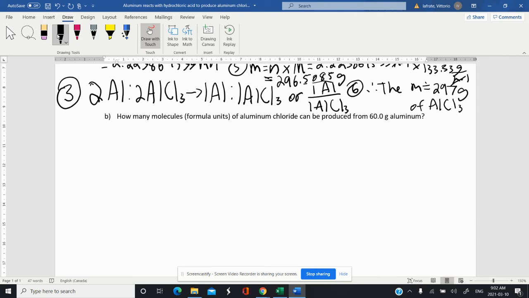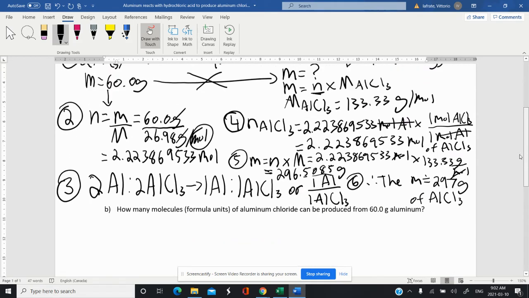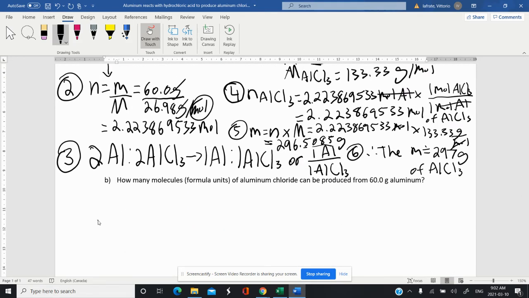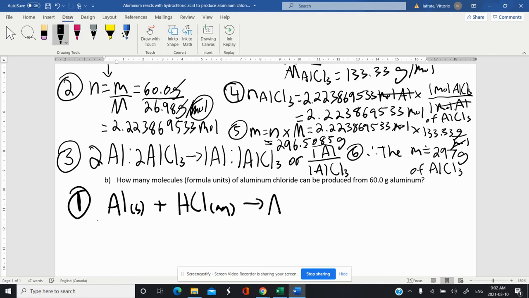So we have step 1 here. All right, step 1, we have solid aluminum reacting with hydrochloric acid, and that's aqueous, to produce aluminum chloride plus some hydrogen gas.